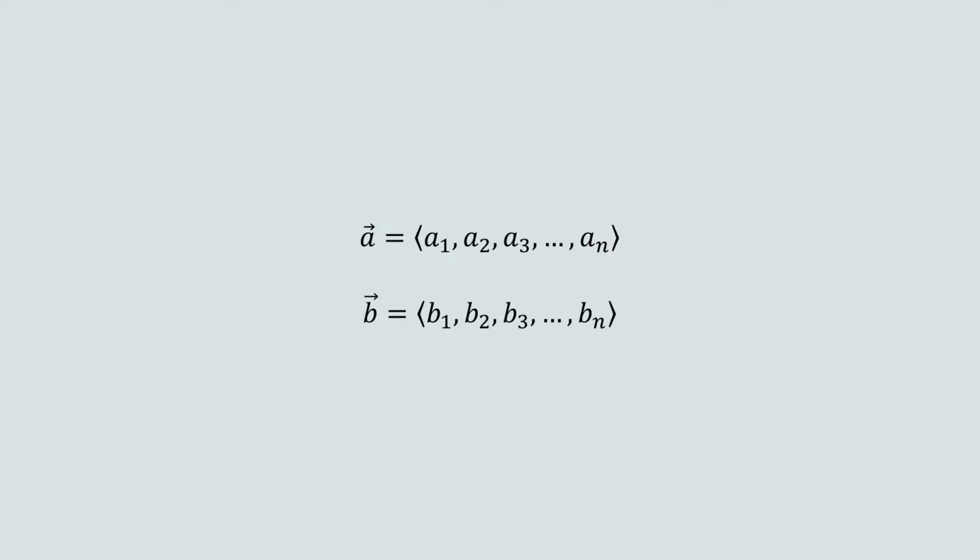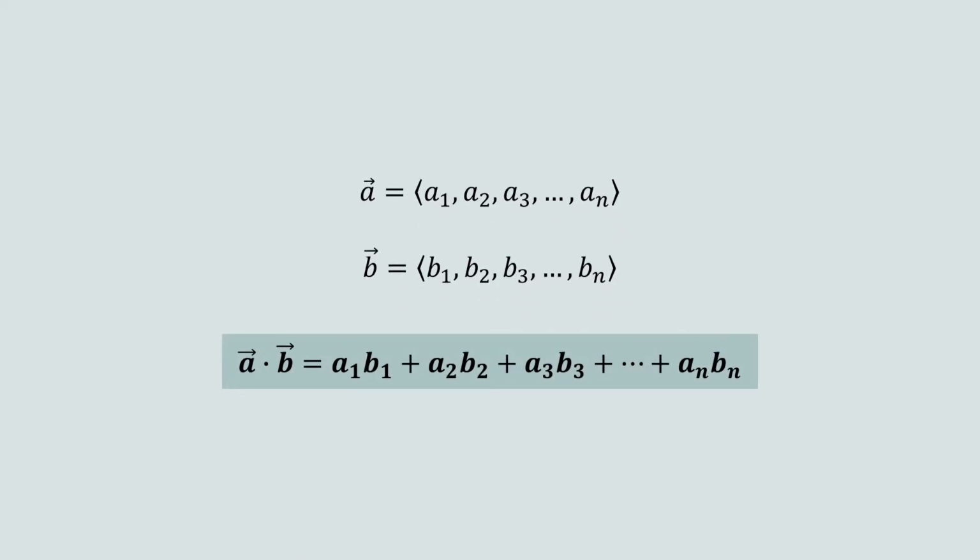If vector a has a total of n components, and each of these components are represented by the numbers a1, a2, a3, all the way up to an, and vector b is given by b1, b2, b3, all the way up to bn, then a dot b is found by multiplying the first component of a by the first component of b, then multiplying the second component of a by the second component of b, and so on, and then adding together all the products. That means a dot b equals a1 times b1 plus a2 times b2 plus a3 times b3, and all the way up to the very last component, an times bn.